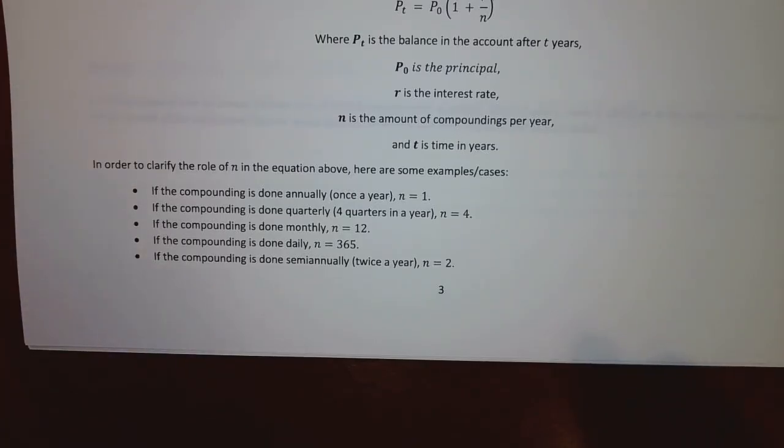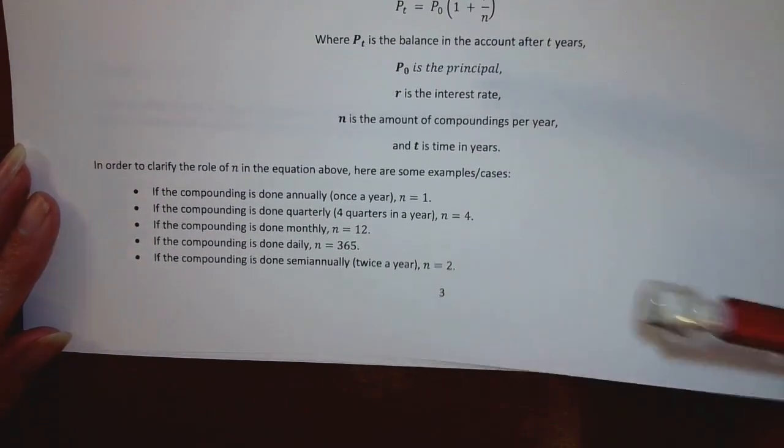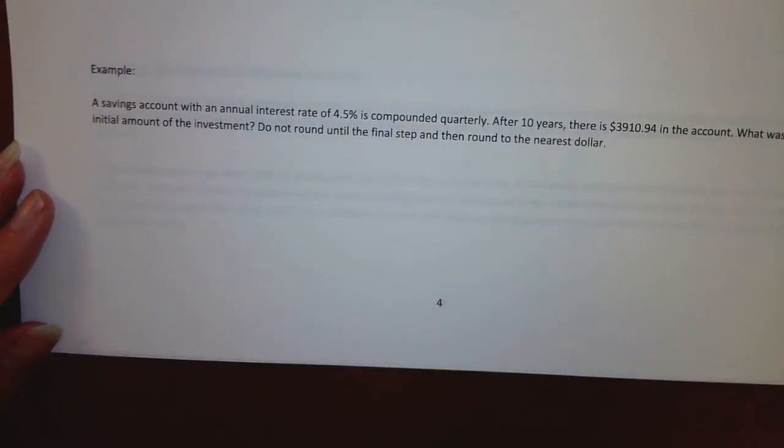And then semi-annually, as a woman, I always remember that Bath & Body Works and Victoria's Secret have their semi-annual sale, and that happens twice a year, so it helps me remember semi-annual compounding.